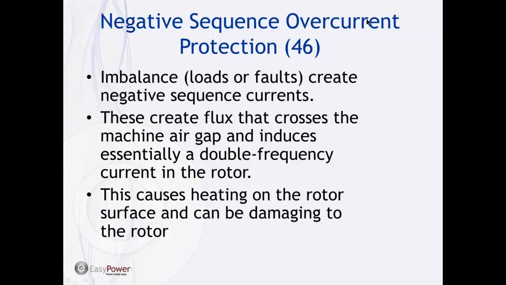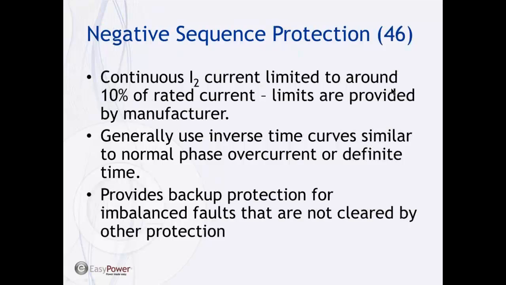And at 120 Hertz, the higher frequency, that current tends to stay on the surface of the rotor and can be extremely damaging to the rotor. So the manufacturer of the generator should give you limits on the maximum negative sequence current and for the amount of time that it can withstand. And this is how we set our negative sequence overcurrent elements.